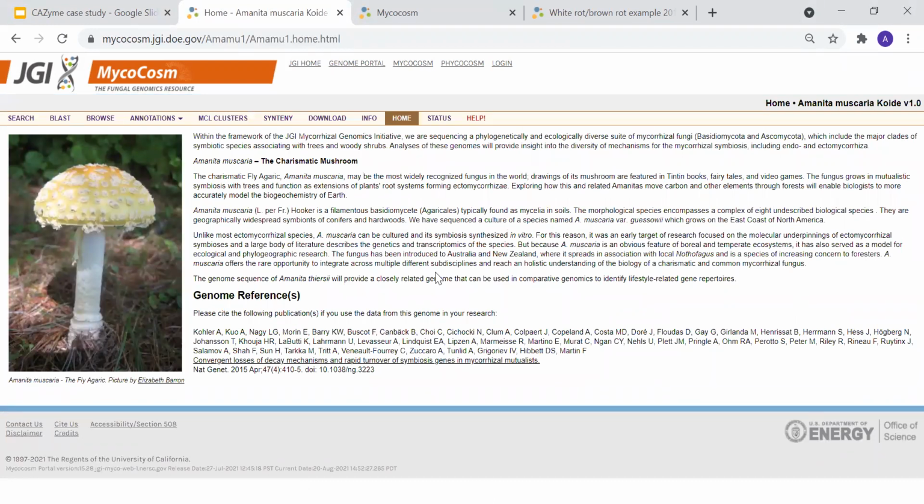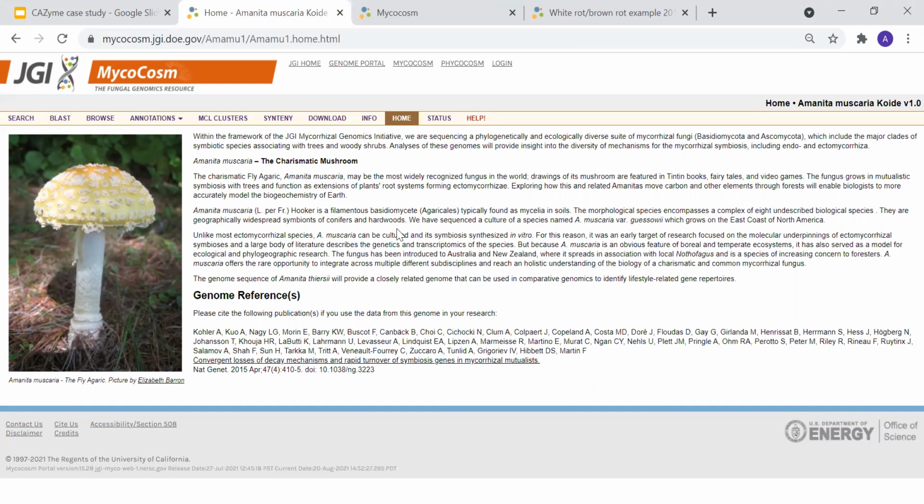So you might have guessed it, you might have not guessed it. Amanita muscaria is the most widely recognizable fungus in the world, and it's featured in Super Mario Bros. as Toad. So the great thing about the MycoCosm data portal is it doesn't just show you important scientific and biological information about this fungus, but also shows you important and fun tidbits about the mushroom itself.